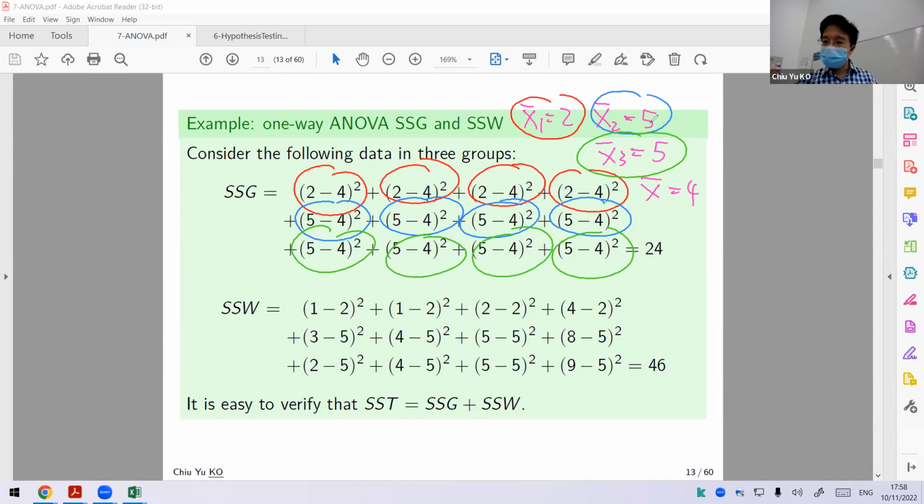And the last part is each observation of group 1 minus the group mean 1, and this is group mean 2, and so on and so forth. And here we can verify that SST is equal to SSG plus SSW. This is just an example trying to show you this is true. Yes.